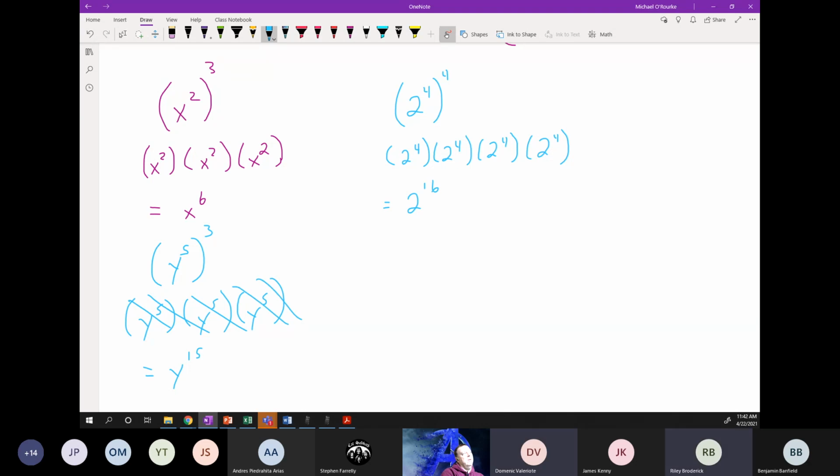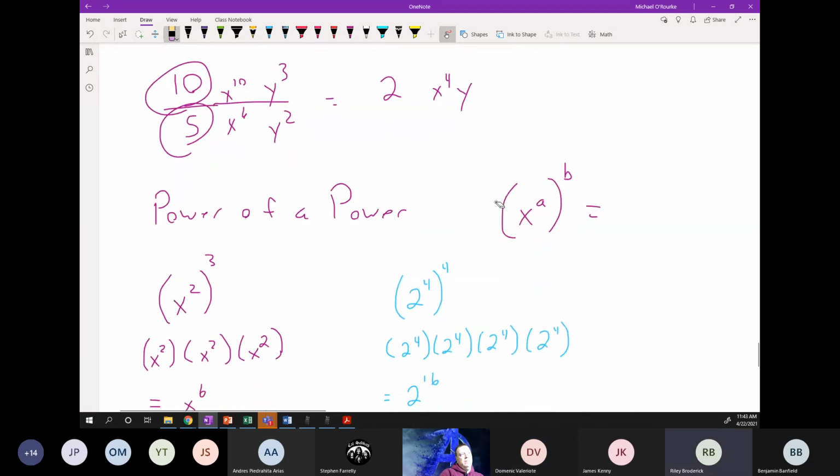What's our shortcut? You just add the 5 and the 3. Oh no, you just multiply it. Sorry, you just multiply it. Just do y to the 5 times the power, so 5 times 3. Yeah, 5 times 3, and then just put it on the y.